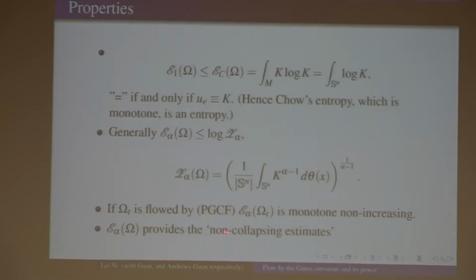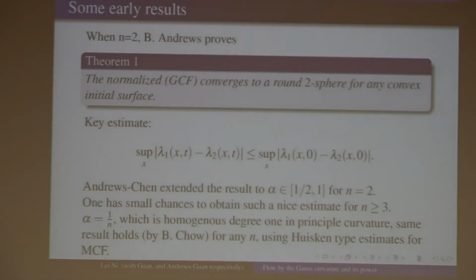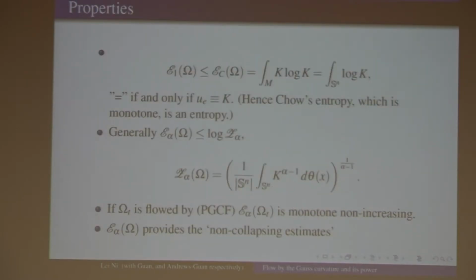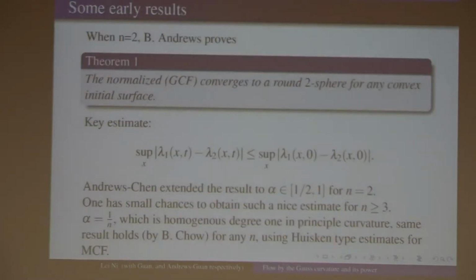Okay, and also we have similar non-collapsing estimates. So this entropy is quite important. If you can control it, you can do quite a bit. You can get some geometric information out of it. Okay. So, non-collapsing estimates. Maybe I'll show you the statement later on. But now I'll tell you some work that has been done on this.